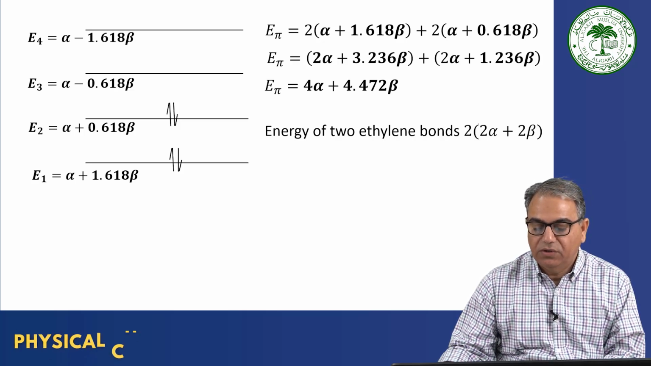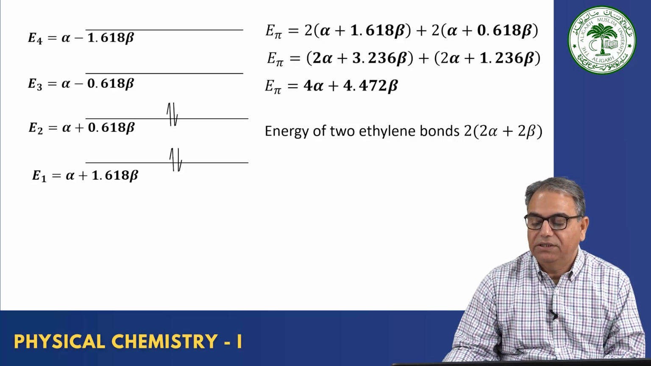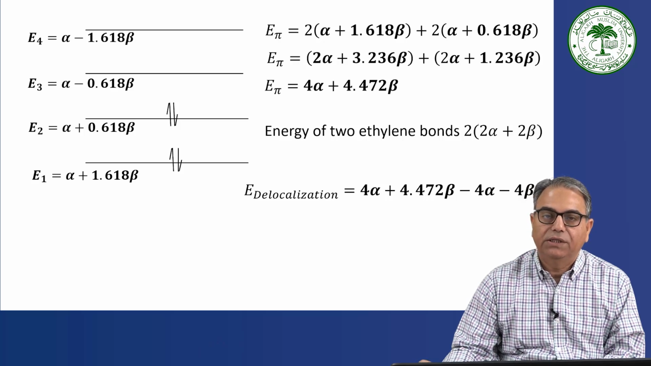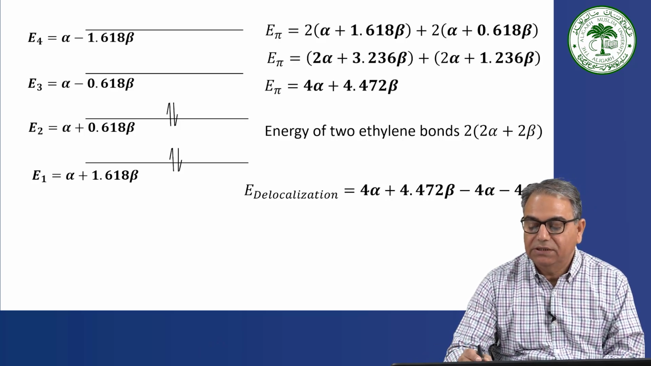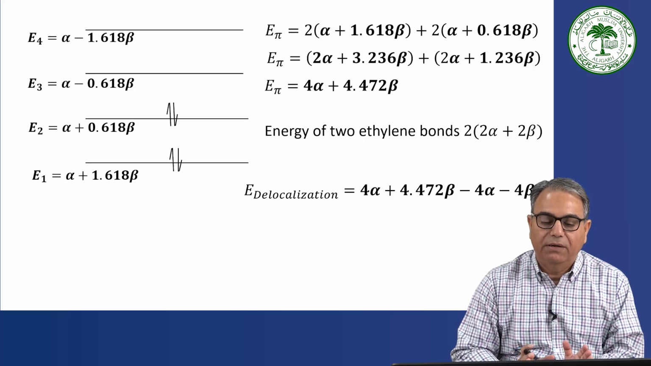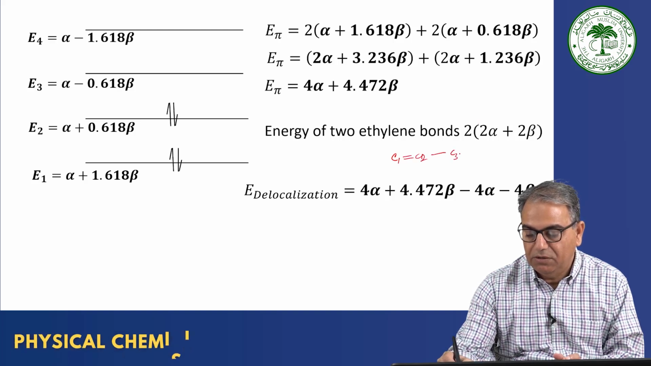We have 4 electrons here. If you look at the 2 ethylenic bonds, then one ethylenic bond will have energy equal to 2 alpha plus 2 beta, and the energy for the two ethylenic bonds will be 4 alpha plus 4 beta. If you subtract this, you will get the delocalization energy. So the difference is the delocalization energy you get by restricting the movement of pi electrons, or by placing the pi bonds between C1 and C2, C3 and C4, with a single bond in between.